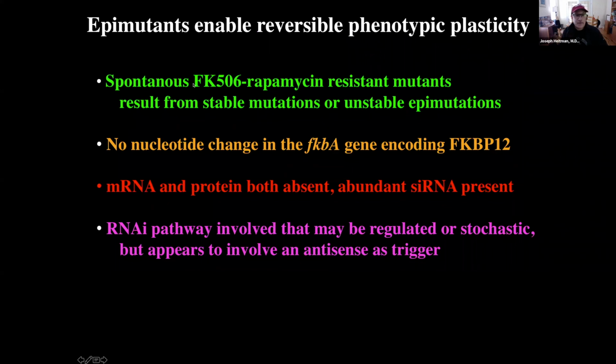So to summarize to this point, we've seen spontaneous FK506 rapamycin-resistant mutants can result from either Mendelian mutations that are stable or unstable epimutations. In the epimutants, there's no change in the fkbP12 gene encoding fkbP12. The mRNA and the protein are absent. There's abundant small RNAs. And we think that this pathway could be either regulated in some fashion, or it might be completely stochastic in the same way that Luria and Delbrück envisioned that mutations that occur in a population are just stochastic and then selection acts upon them. And we think that it might be an antisense that serves as a trigger. In some rare cells or nuclei, the sense and the antisense come together. That's a substrate for dicer, and then an epimutant arises in parallel with Mendelian mutations arising from polymerase errors, for example.